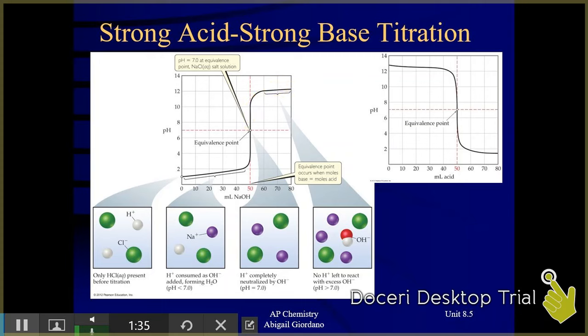At the equivalence point, okay, for a strong acid, strong base titration, no matter which graph we're looking at, you will see that the pH is exactly 7 because all of the acid has been neutralized by the base, or vice versa. All of the base has been neutralized by the acid. So that is just something that is very characteristic of a strong acid, strong base titration. The pH at equivalence will be 7, exactly 7.